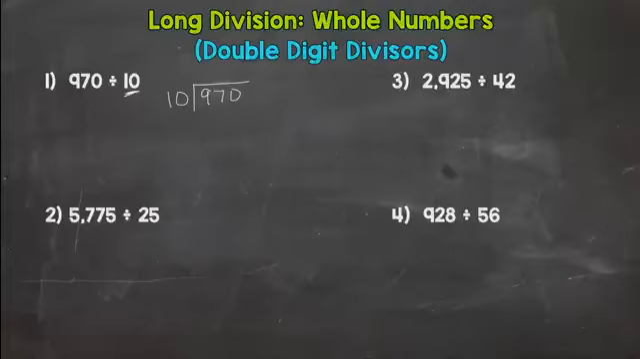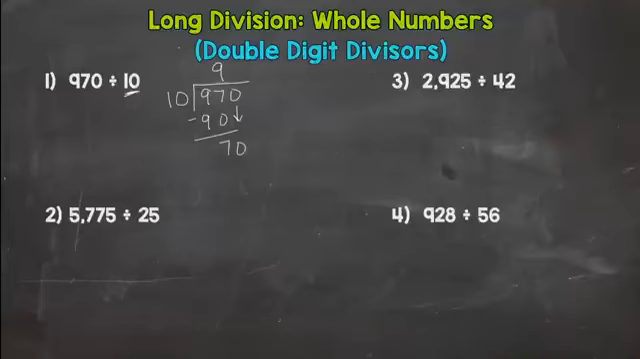So we start with 9 divided by 10. How many whole groups of 10 can I pull out of 9? Well, I can't do it. So I need to look at the 97. How many groups of 10 are in 97? Well, 9, right? How many whole groups? 9 is the closest, 90. 9 times 10 is 90. Subtract, I get 7. Bring down the 0.